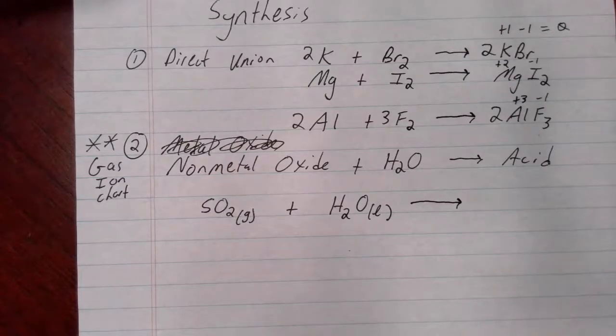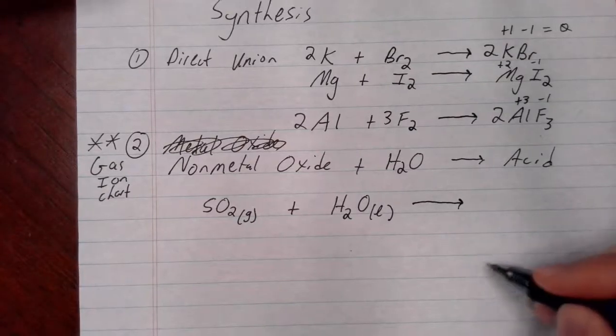So go further down in the notes. You'll see the little gas ion chart. This is something you'll always have access to. You won't be required to memorize this. That's a little excessive. So you'll have access to it on all assignments and the test. So find SO2 in the gas column and go to the ion column and see what ion it produces. So you see it produces sulfite, SO3 with a -2 charge. So I can write down here sulfite.